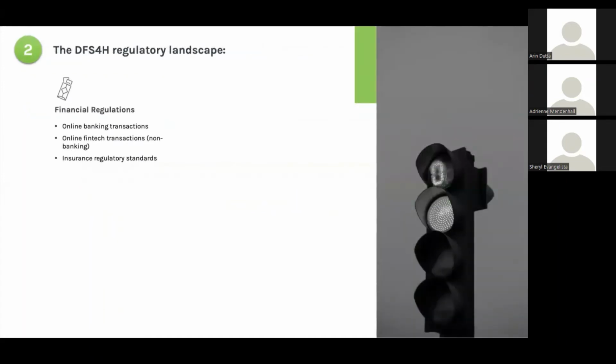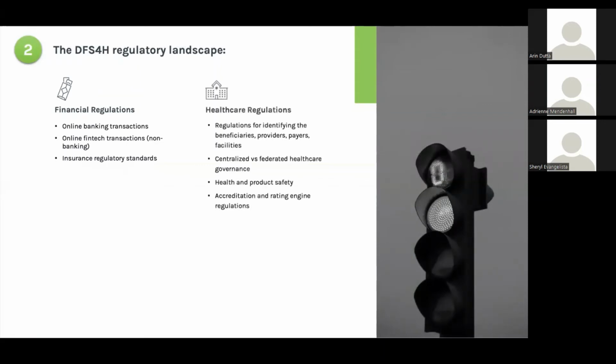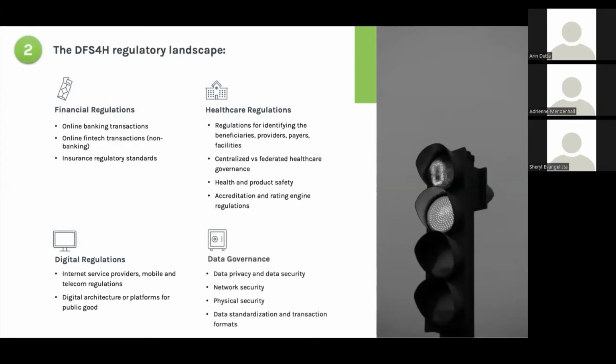So some of the regulations that we want to consider is the financial regulations. Of course, we're seeing some countries moving towards online banking standards, and also what are the insurance regulations for healthcare? What is the healthcare system, and what are the different regulations around the use of data? Digital regulations on whether it is ICT connectivity or architecture, and then also data governance. This is very, very important.